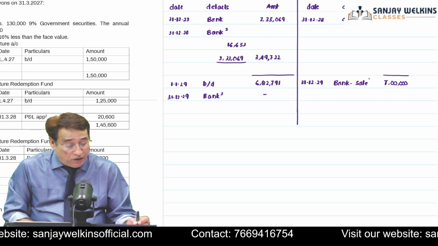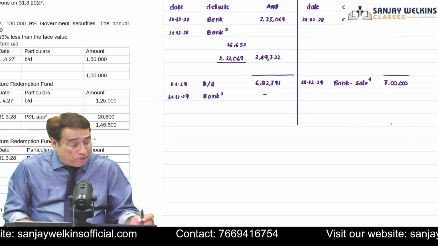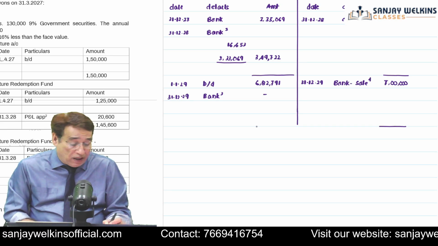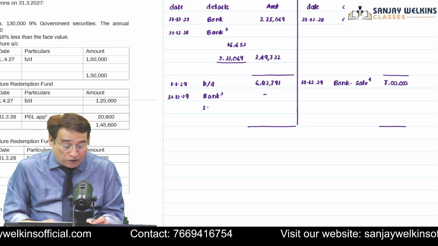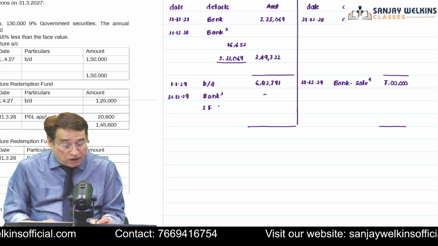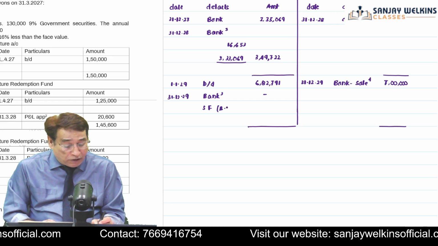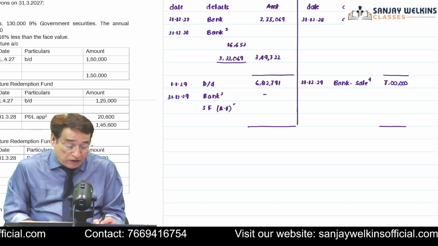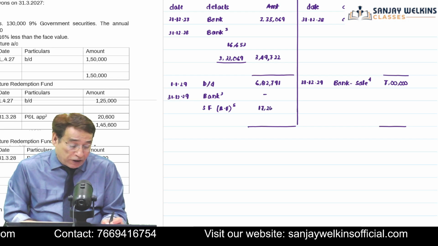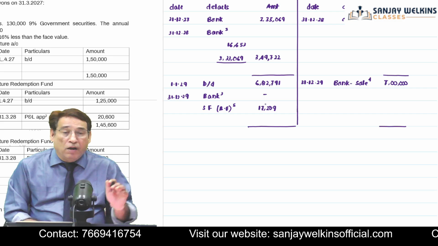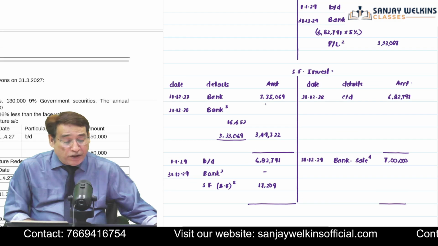So, this is my fourth task. Now I am going to balance it. I've already told you whatever balance you are going to get, you are going to transfer it to your sinking fund account. So this is your balancing figure. This is also your profit. In this particular case, your profit will be equal to 17,209. And with that, your sinking fund investment account will get closed.